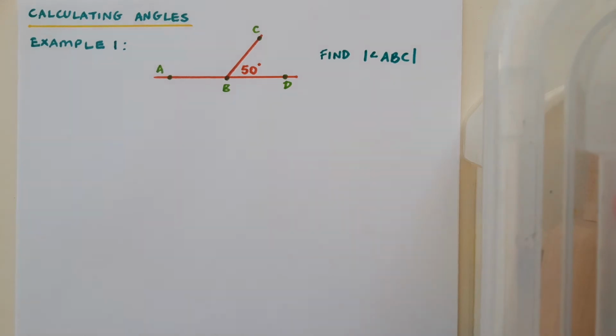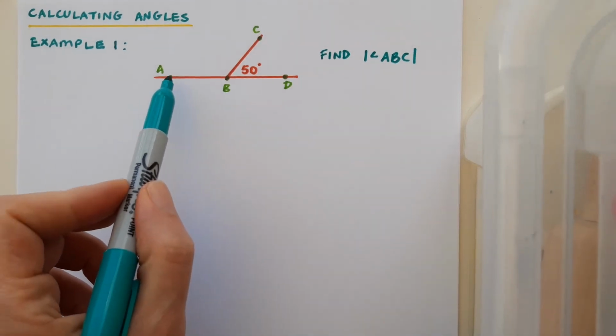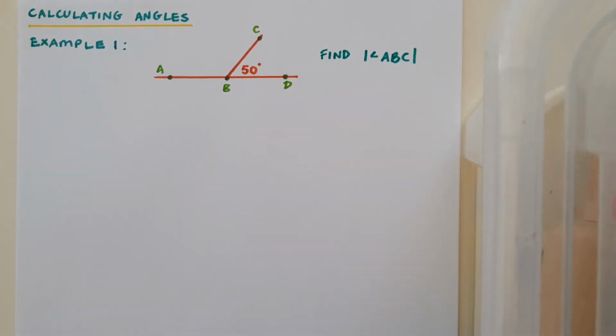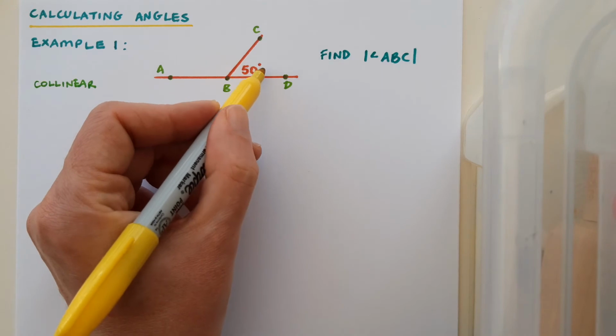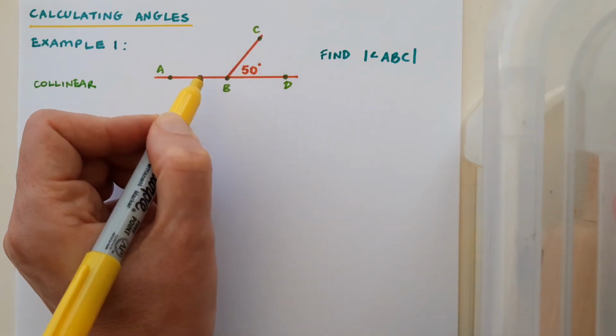Here's an example. In this example, we have a straight line that goes through A, B, and D. Could you tell me what word I could use to describe the points A, B, and D? A, B, and D are collinear, which means that this full angle must be 180 degrees.